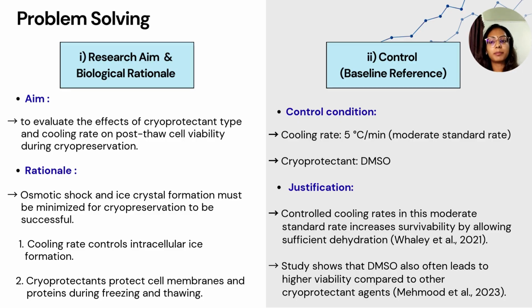There are two major biological challenges involved, which are ice crystal formation, which can physically damage cell membranes, and also osmotic shock, which affects cell integrity during water movement. Cooling rate plays a crucial role in controlling intracellular ice formation, while cryoprotectant helps protect cell membranes and proteins during freezing and thawing. Therefore, studying these two factors together is important to improve cryopreservation outcomes.